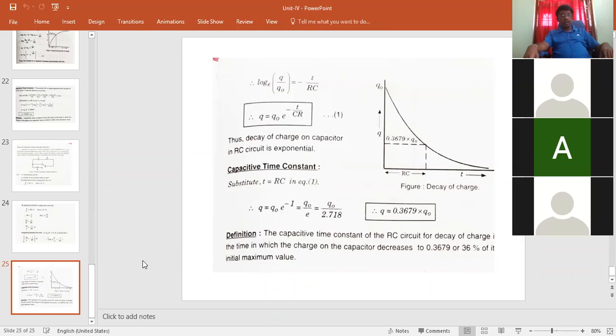Now, what is the capacitive time constant? For the decay of charges, you put t is equal to RC, so you will get e raised to power minus 1 in that equation. So q is equal to q0 e raised to power minus 1, so q will be q0 upon 2.7, that is, finally q is equal to 0.3679 of q0. The capacitive time constant is the time constant of the CR circuit at which the charge in the circuit decreases to 36% of the maximum value.